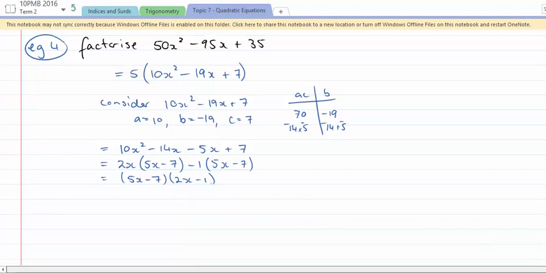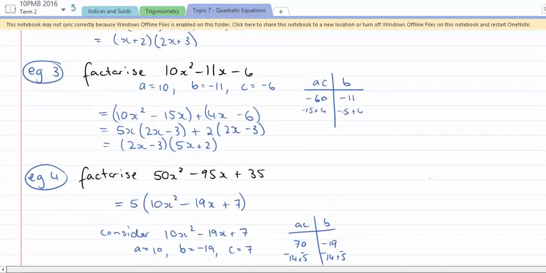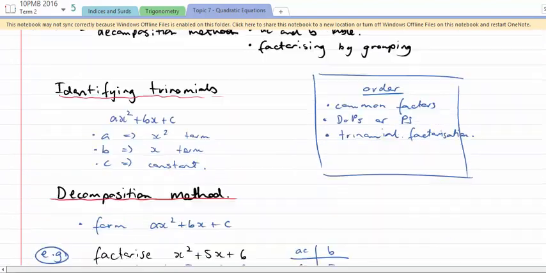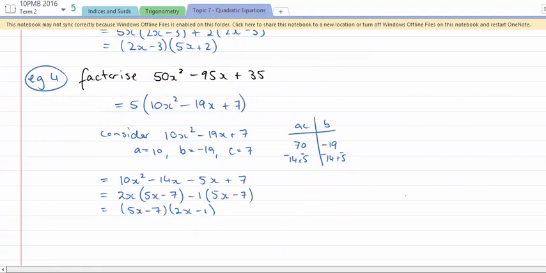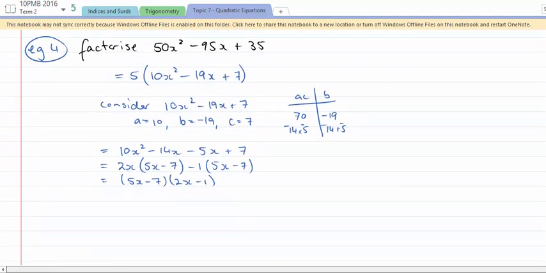So that concludes our lesson on factorizing trinomials. You'll need to do a bit of practice on these. They take a little bit of time to get used to. Once you get down pat that process, it's relatively straightforward.